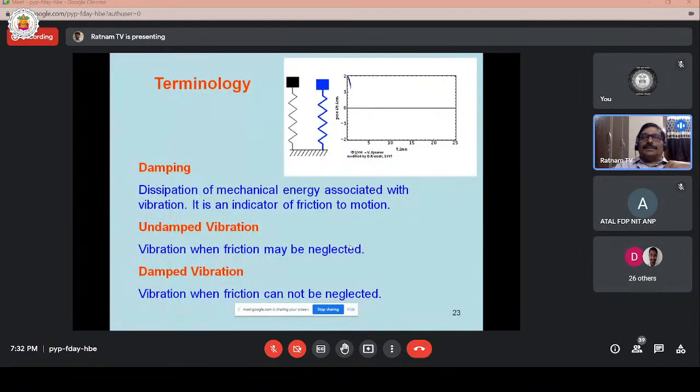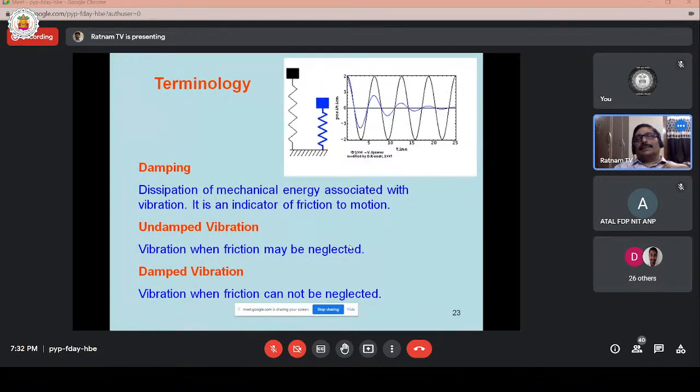Damping is the dissipation of mechanical energy associated with vibration. It is an indicator of friction to the motion. Undamped vibration is when friction is neglected. This is undamped vibration. In damped vibration, friction cannot be neglected.